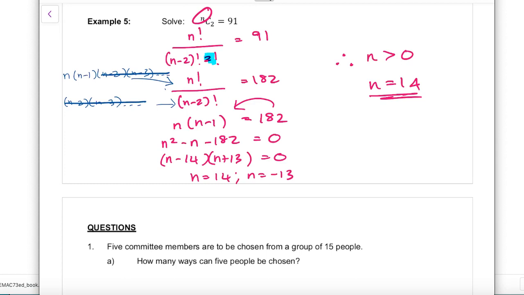I'd like you now to have a go at the following questions, and we'll debrief these in class in our next session.